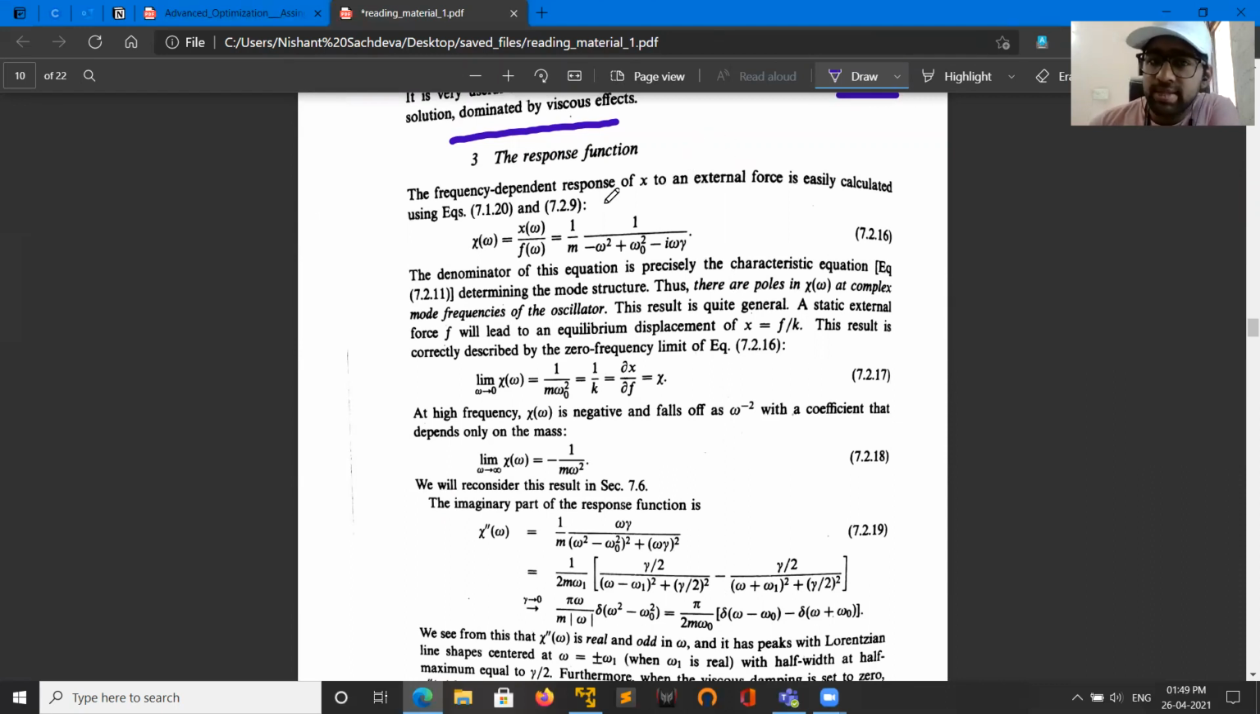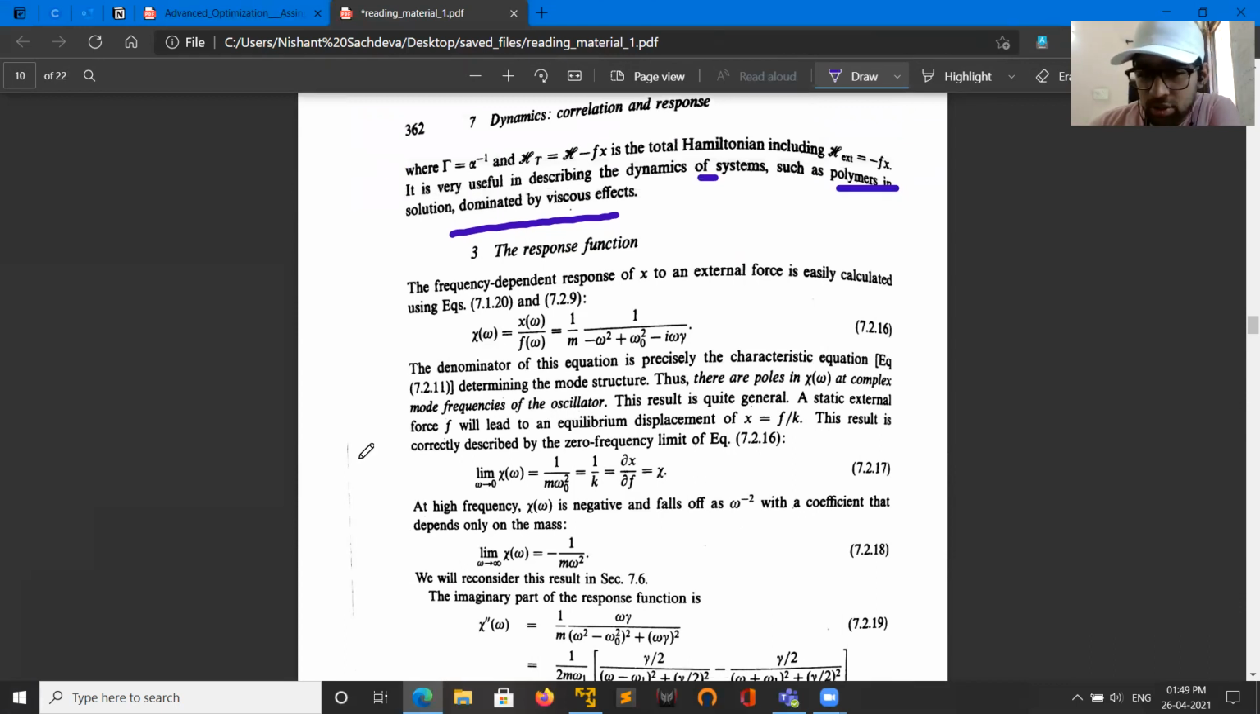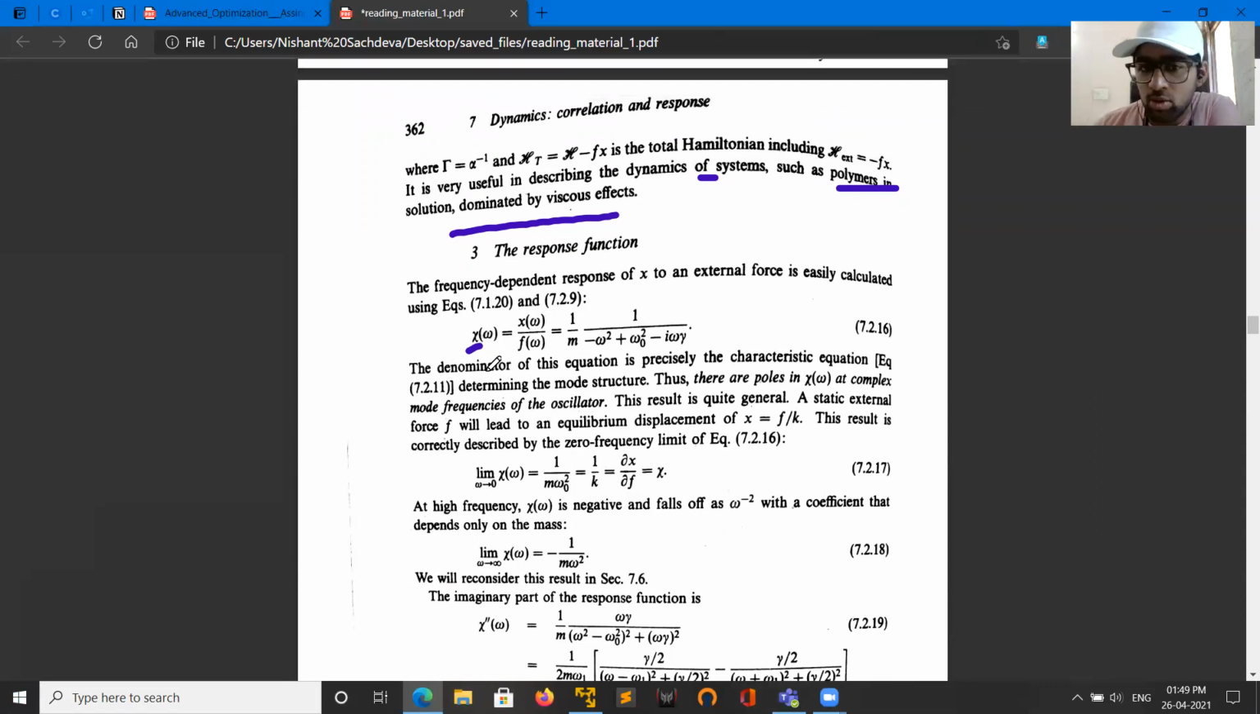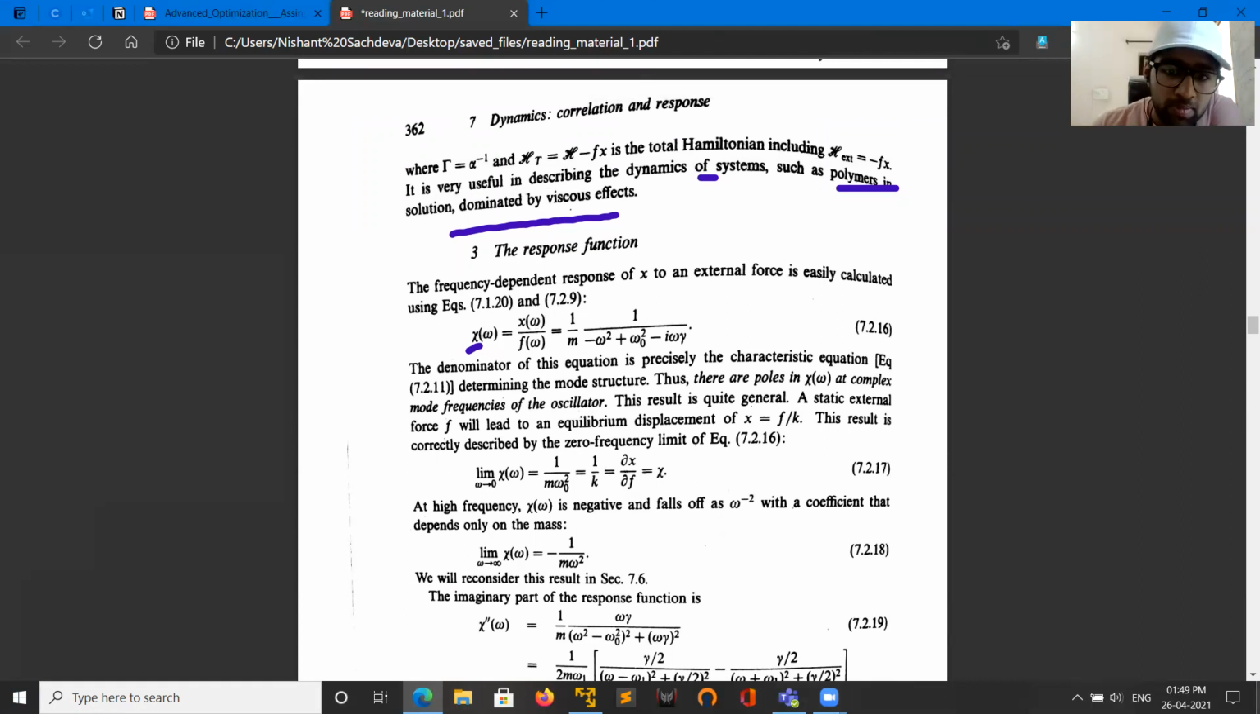So x of omega then comes out to be, again, just be careful that I'm calling both of them x, it's not correct, but just doing it for ease. These two are not the same, they're different quantities, so just be careful there. Let's just call it capital X. So capital X of omega is equal to x of omega divided by f of omega, which comes out to be 1 by m into 1 upon minus omega square plus omega naught square minus omega into gamma.